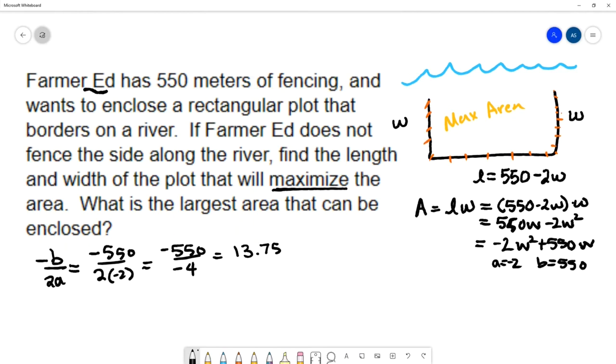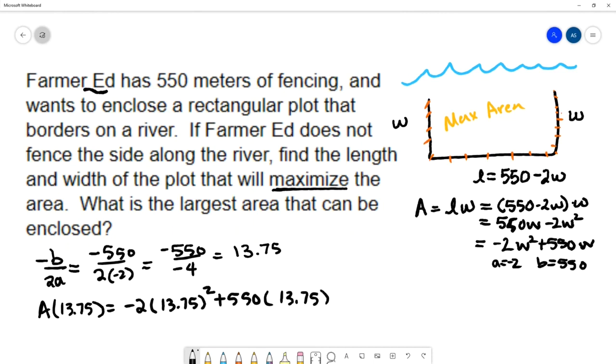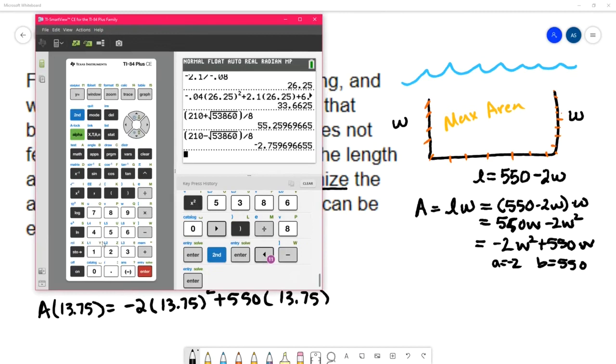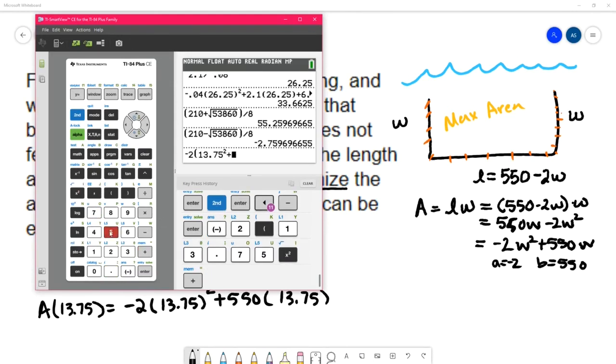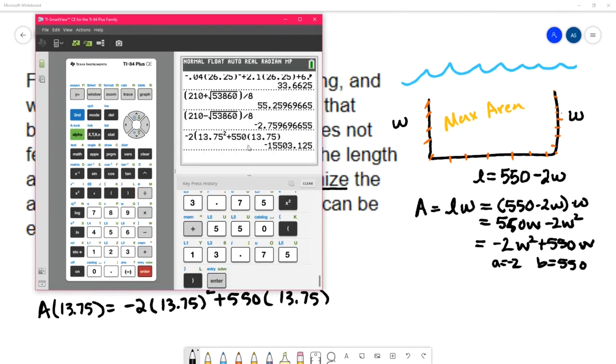And I can substitute this into the area function to find out what that maximum area is. So that's going to be -2 times 13.75 squared plus 550 times 13.75. So let's get our calculator for that. We've got -2 times 13.75 squared plus 550 times 13.75. So we have a mistake in how I calculate it. Let me do that over again. I have this extra parenthesis here.